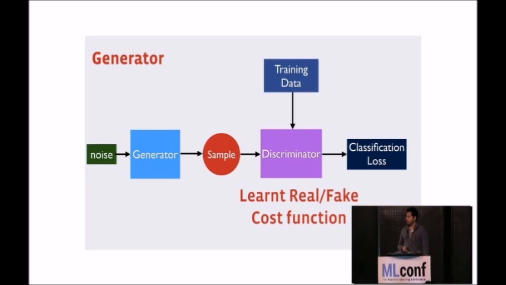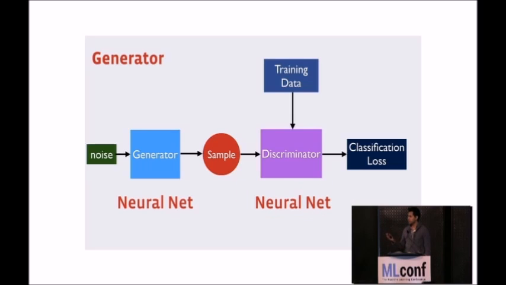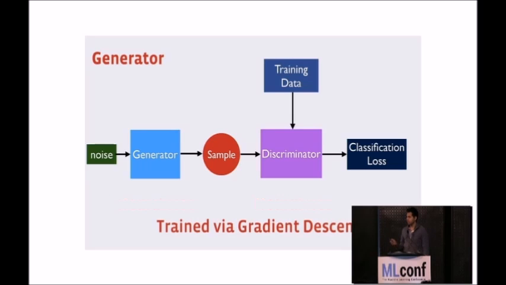So you can basically make the generator and discriminator be neural networks, just standard off-the-shelf neural networks. And you can train them via gradient descent, nothing fancy here.